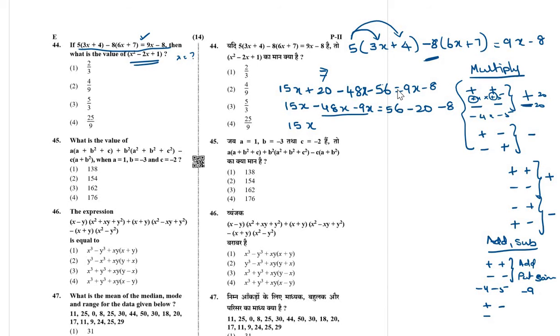Suppose the signs are different, at that time, subtract the numbers and put the greater number's sign. That is important. Suppose plus 5 minus 7. I am checking the signs. Both are different, so I have to subtract. So 2. Put the greater number's sign. The greater number is minus 7. So the answer is minus 2.